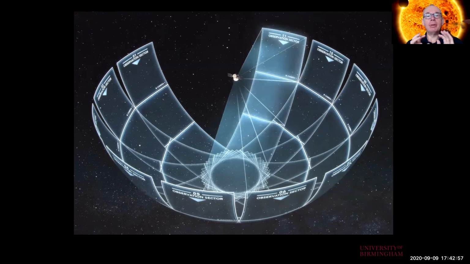The coverage isn't complete. TESS was designed deliberately not to observe stars in the ecliptic. And as you can see here implied by this image, there are a few small gaps, but nevertheless, you're observing pretty much all of the bright stuff right across the sky.